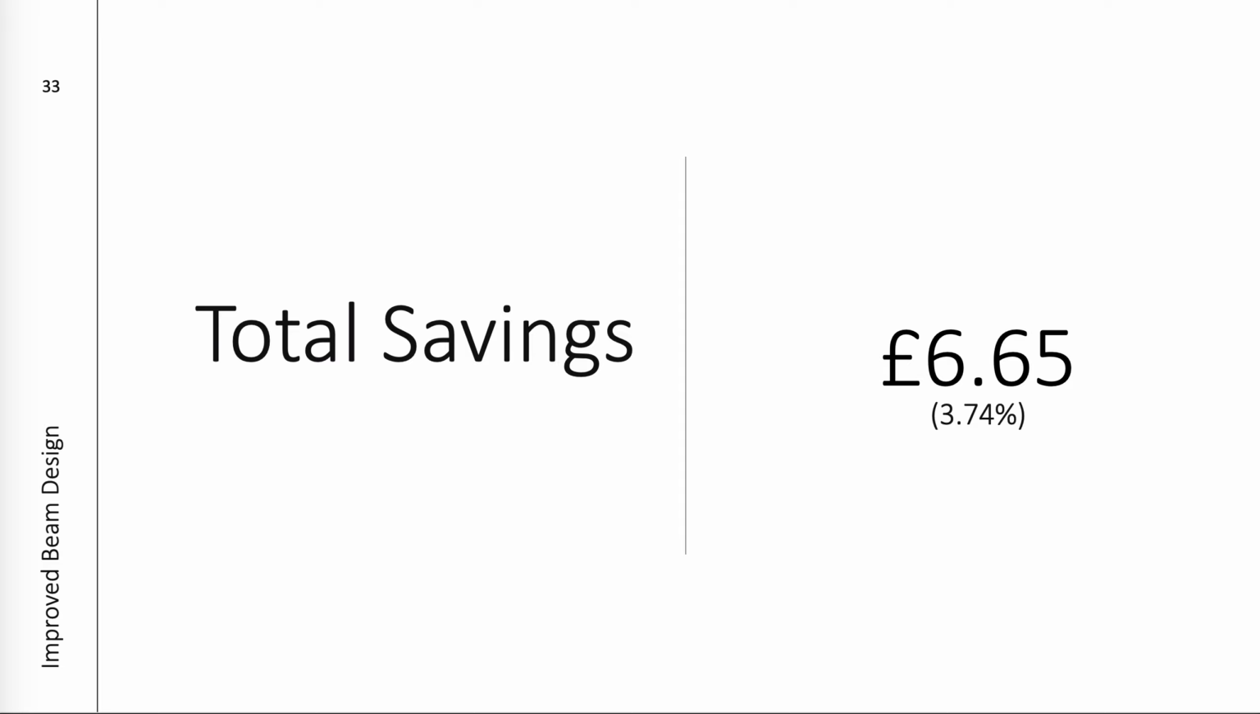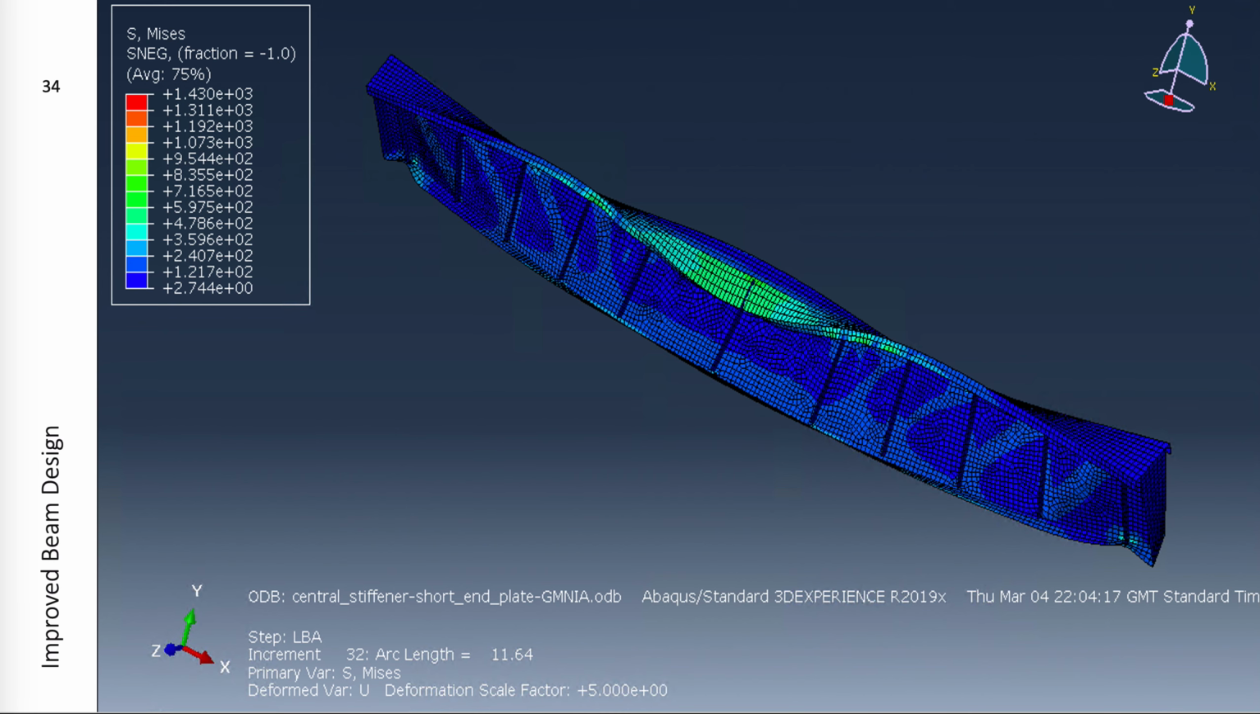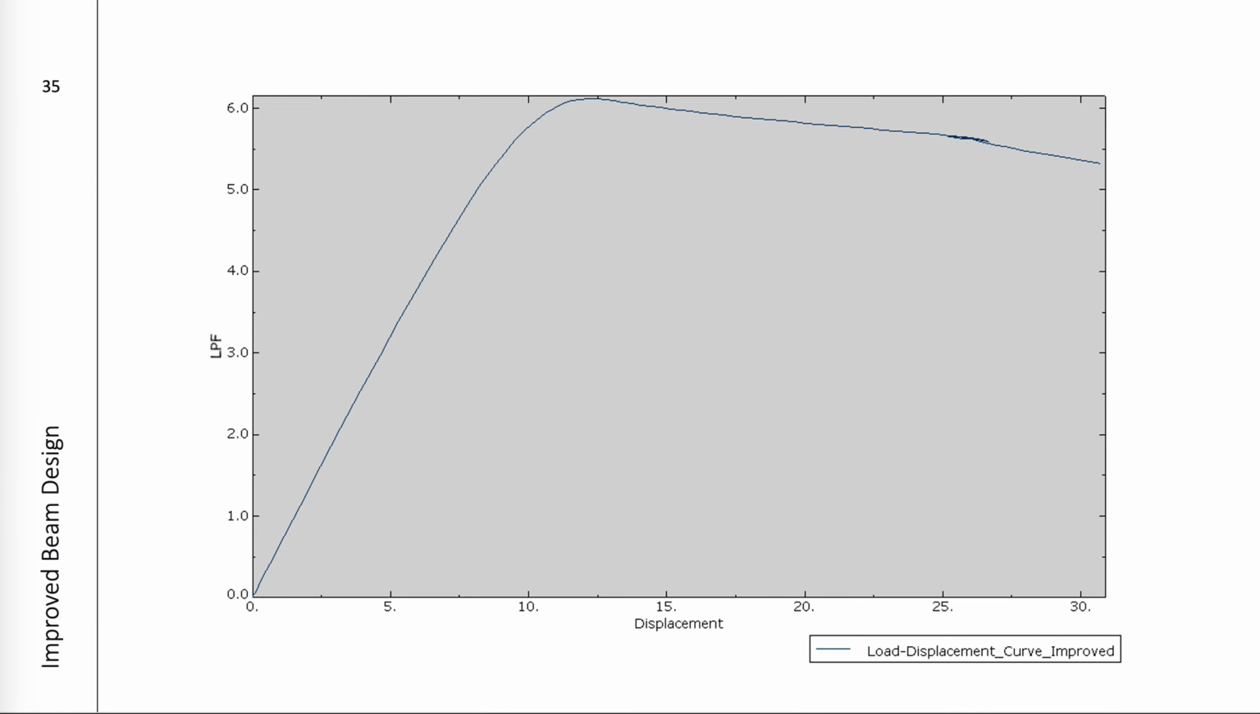The savings due to the reduced material and labor costs are not particularly large. However, if this design were to be used multiple times in many parts of the structure, the savings could become much more significant, as well as having an effect in reducing carbon emissions. The new design fails at a load of 12.24 kN, where the deformed shape and the load displacement curve are really similar to that of the original design. This is unsurprising given the changes were relatively minor.